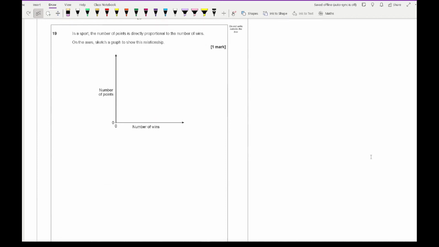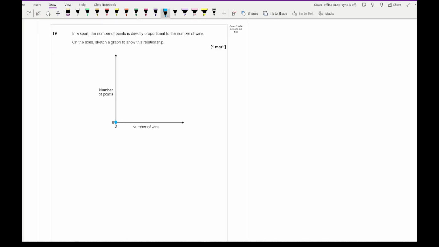For the next question, question 19, it says, in a sport, the number of points is directly proportional to the number of wins. On the diagram, sketch the graph to show the relationship. Now, when something is directly proportional, it basically means that it's going to be increasing. So the graph is actually going to be going upwards. So starting from 0, what we need to do is simply draw a straight line that starts at 0.